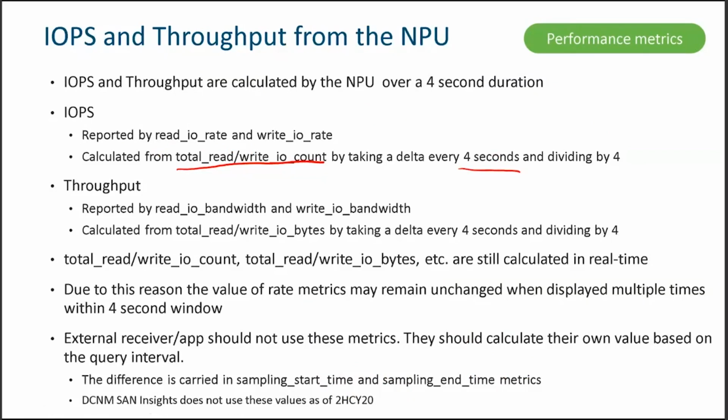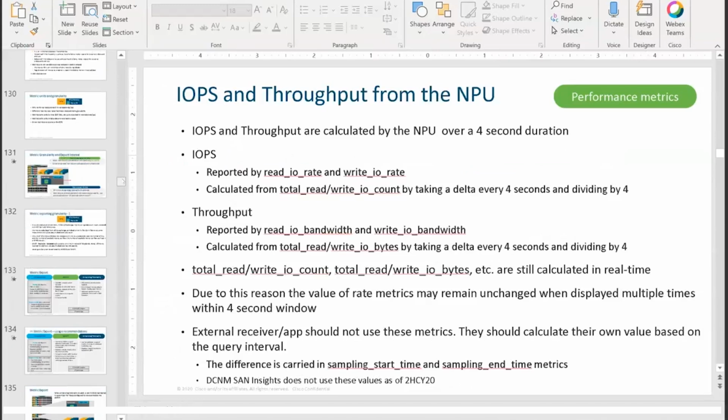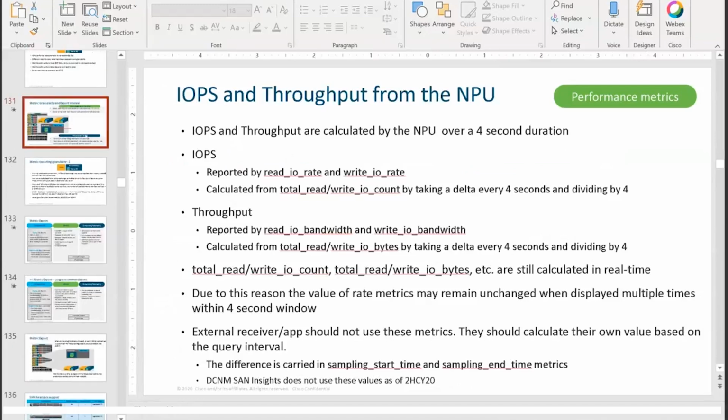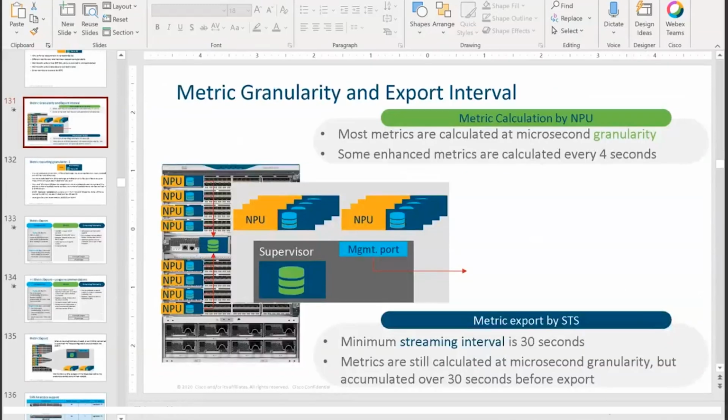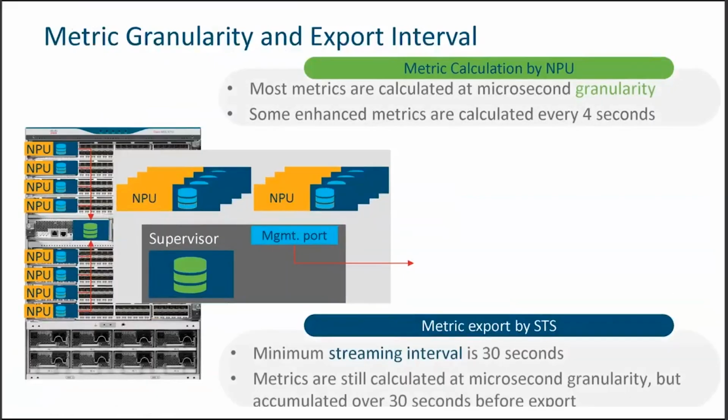Okay, in some of these slides, and I think even here, I have a slide which says some of the metrics are calculated at 4-second granularity. This is also what I've used in Cisco Live. If you see here, there are 2 bullets. Most metrics are calculated at microsecond granularity. Some enhanced metrics are every 4 seconds. I hope you have the answer to that question, why we have 4 seconds and what those metrics are.